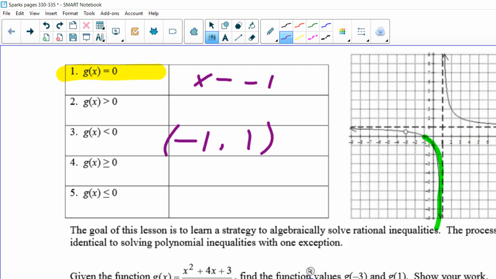Is any more of that graph below the x-axis? No, that's it. What about number 4? What does number 4 mean graphically? Good. On or above. So where is this graph on or above the x-axis?